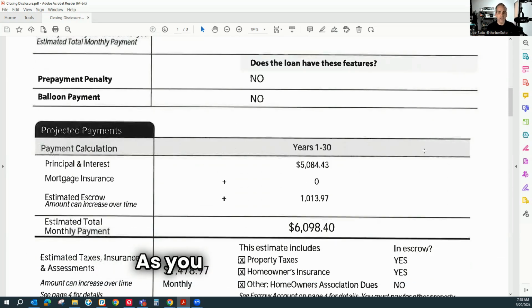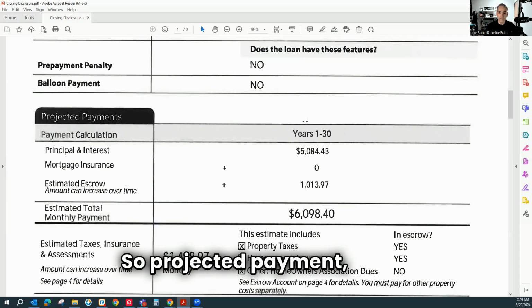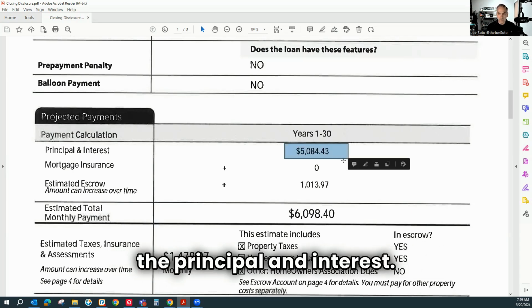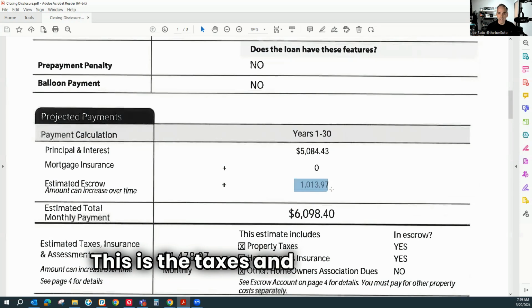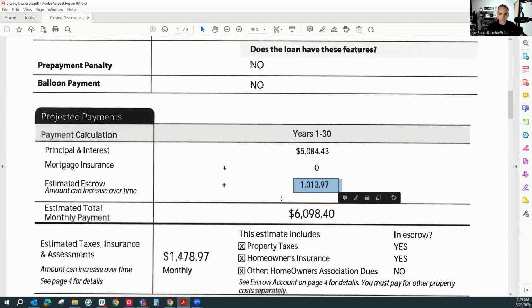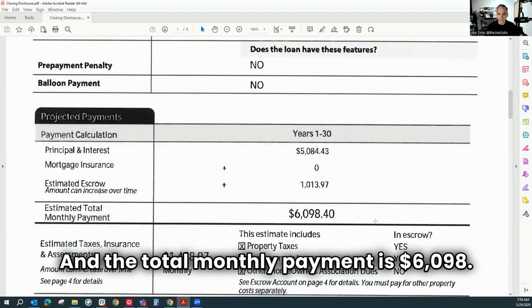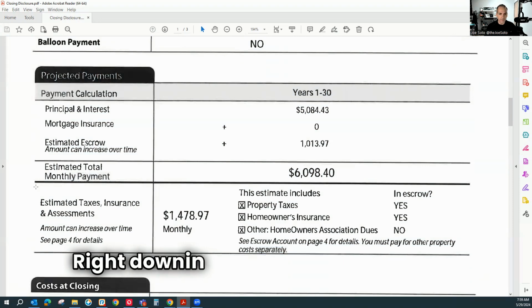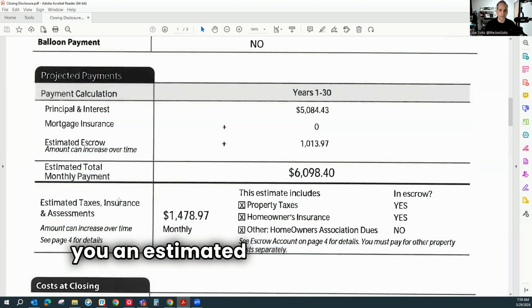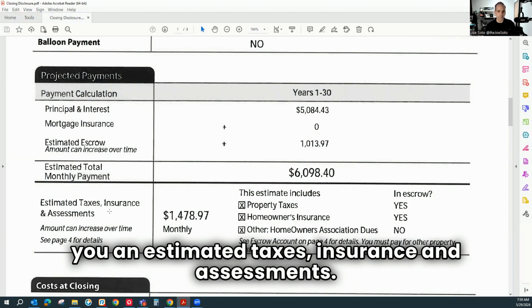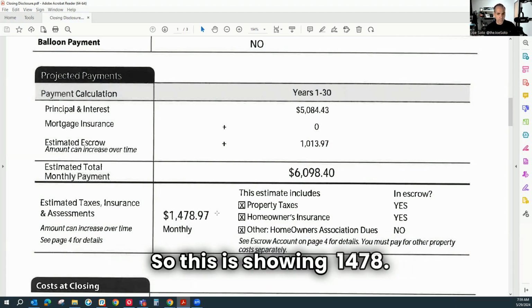Okay. As you come down here, it shows you the mortgage payment. So projected payment. This is the principal and interest. This is the taxes and the insurance. And the total monthly payment is $6,098, right? Down in this section here, it gives you an estimated taxes, insurance, and assessments. So this is showing 1478.